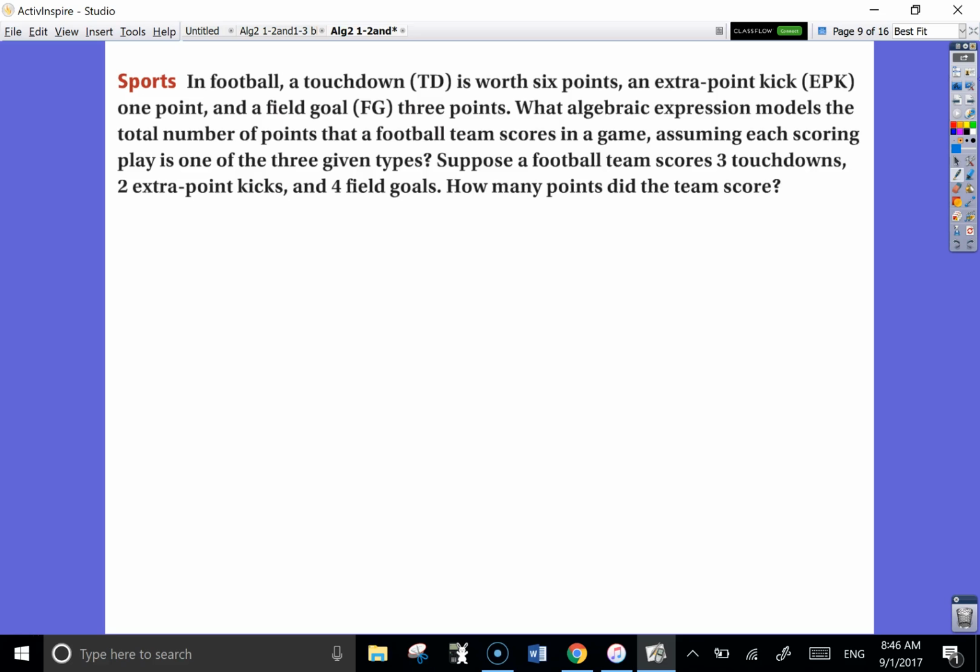Now, especially if you're a football fan or a sports fan of some kind, you probably don't need an algebraic equation to figure this one out. But the whole point of it for us is let's set this up like it's an algebra problem. Right, so before I do that, I am going to define my variables. They've given us these abbreviations for touchdown and extra point kicks and field goals, but I don't particularly want to use those as my abbreviations for the variables. So how about if I just say x equals TD, y equals extra point kicks, and z equals field goals.